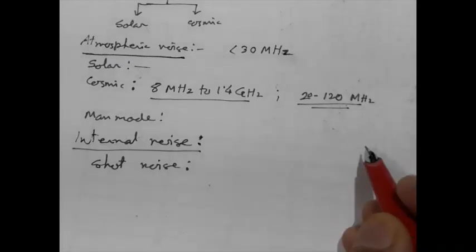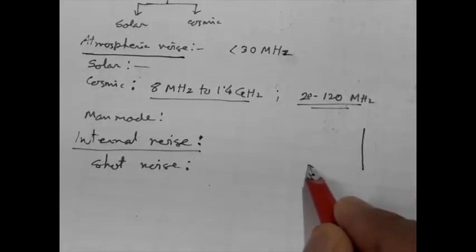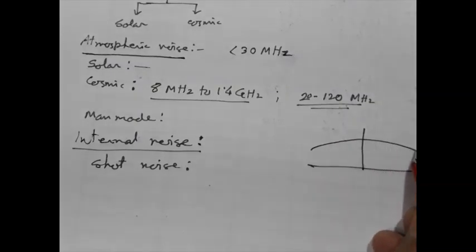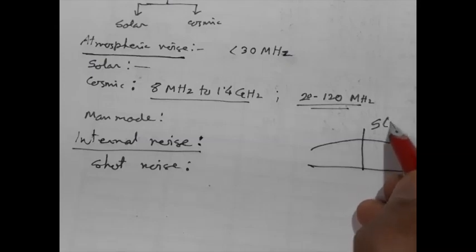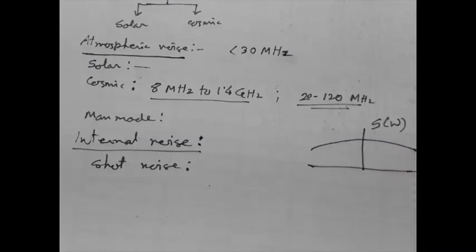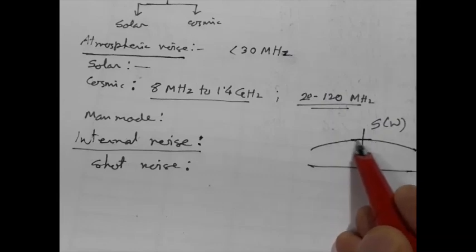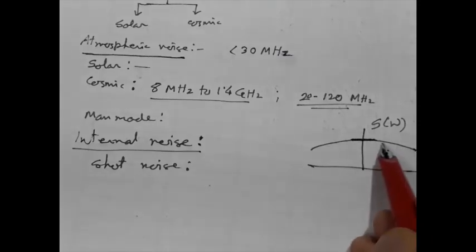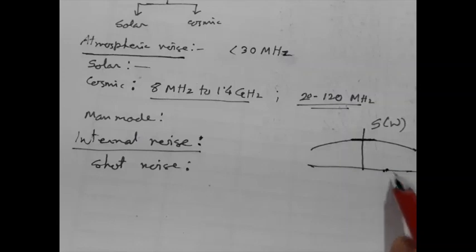The power spectral density of this type of noise may be drawn in this way. This is the PSD of short noise, and as you can see, near the lower frequency range the short noise is almost flat, and it is almost flat up to a frequency of 80 megahertz, and then it decreases.